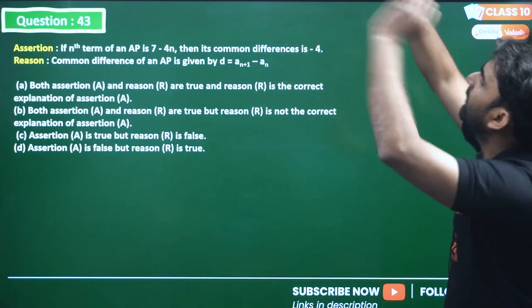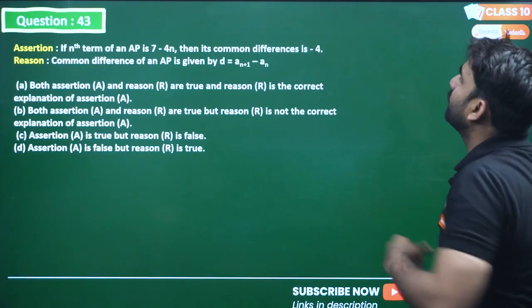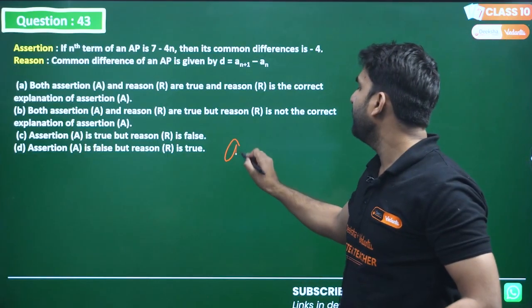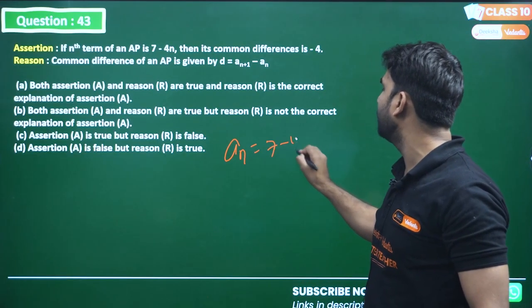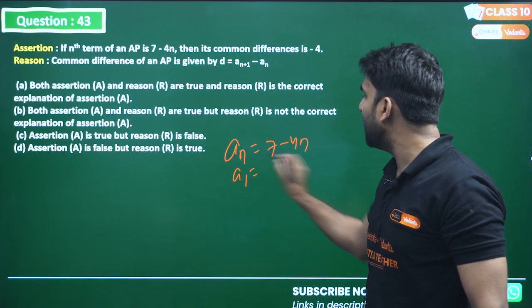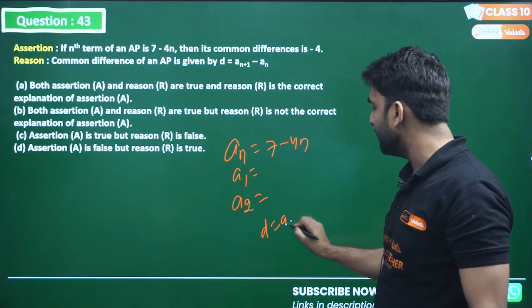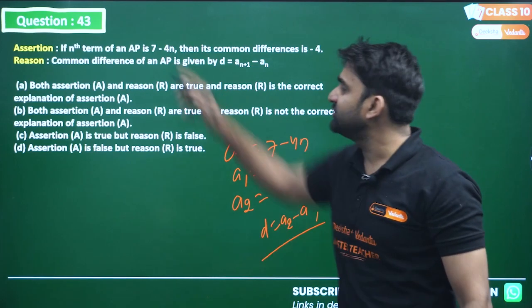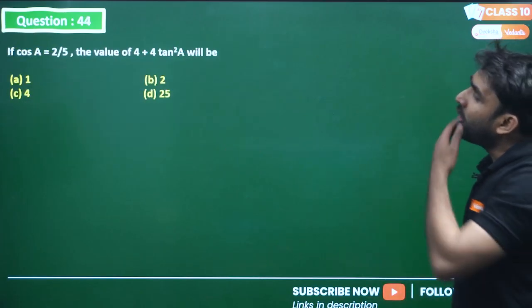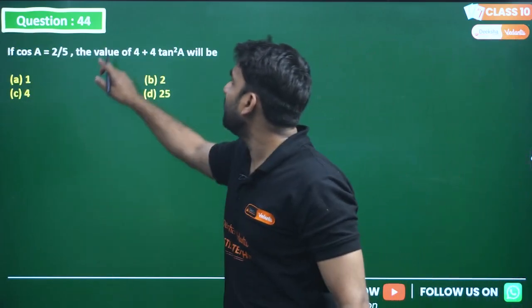If the nth term of the AP is 7 minus n, what will be the common difference? My dear, if an is given to you, find out a1 by putting n as 1 and find out a2. Now you can find the common difference, a2 minus a1. Use and check. Okay, now if cos A equals 2 by 5, then what will be the value?